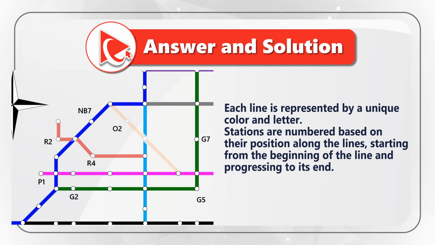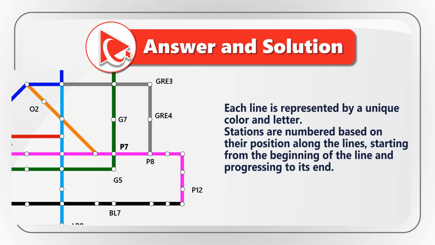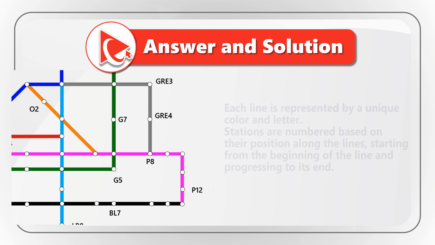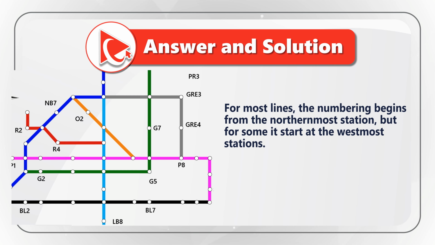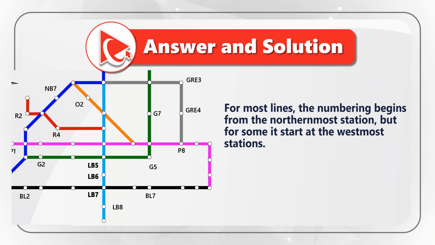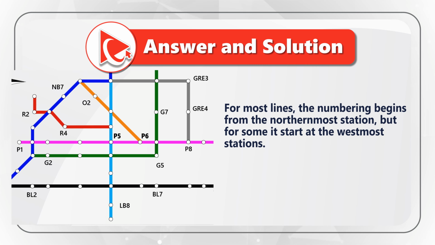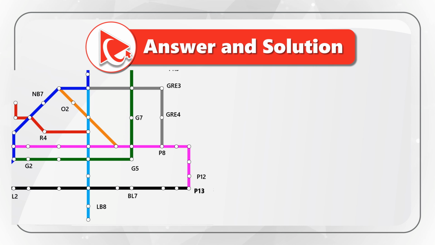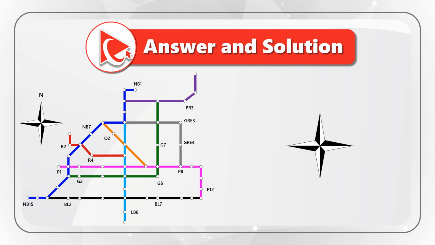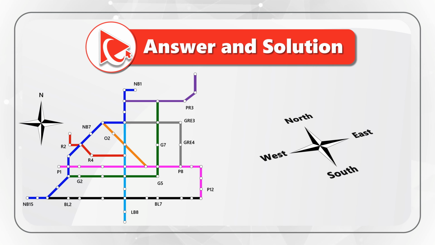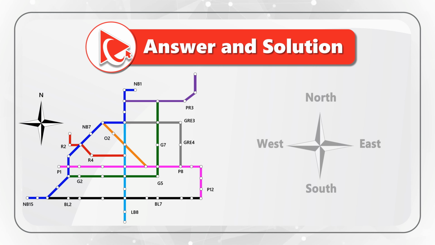Each line on the map is represented by a unique color and letter. Stations are numbered based on their position along the lines, starting from the beginning of the line and progressing to its end. For most lines, the numbering begins from the northmost station, but for some, it starts at the westmost station. We are also presented with the compass, which points north, but we can determine west, east, and south directions based on the direction of the north.